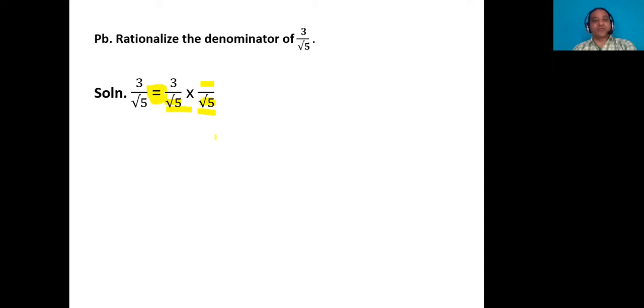All right, so we have multiplied the numerator also. What will be the result now? Result will be like this: 3 square root 5, and denominator is square root 5 into square root 5, which gives you 5. So this is the final result: 3 square root 5 over 5, and all finished. That's that much only for such problems.